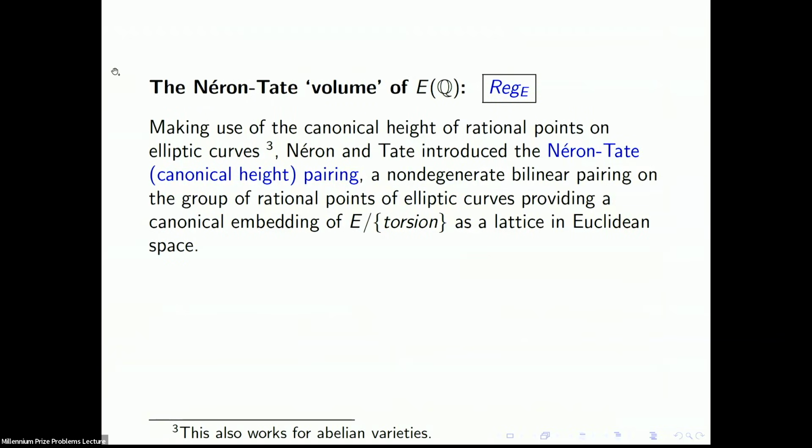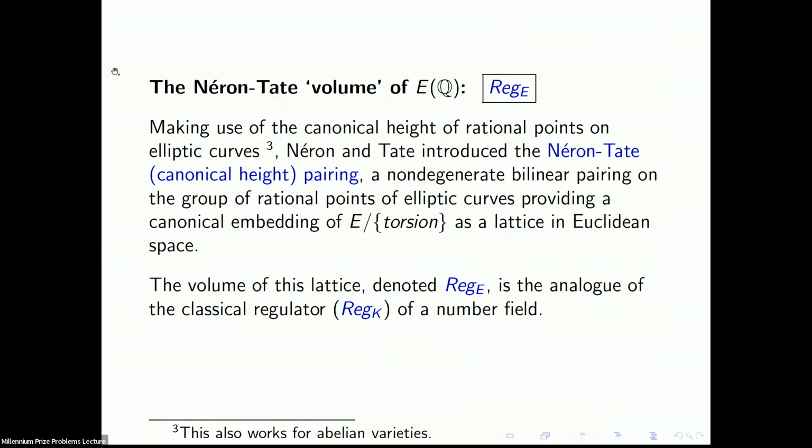Now it's a discussion of the regulator of E, corresponding to the regulator of the number field. Namely, there's a canonical height pairing on rational points of elliptic curves. Néron and Tate introduced their canonical height pairing, which is a non-degenerate bilinear pairing on the group of rational points of elliptic curves that provides us with a canonical embedding of E mod torsion as a lattice in Euclidean space, just like units mod torsion as a lattice in Euclidean space, and you take its volume to get the regulator of the number field. Well, the volume of this lattice is denoted Reg E, and it's called the regulator of the elliptic curve.